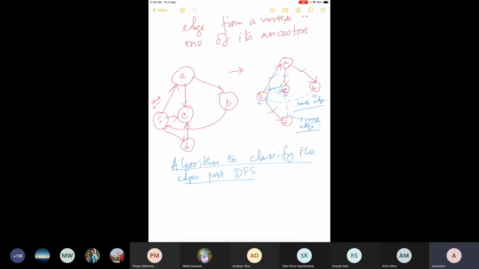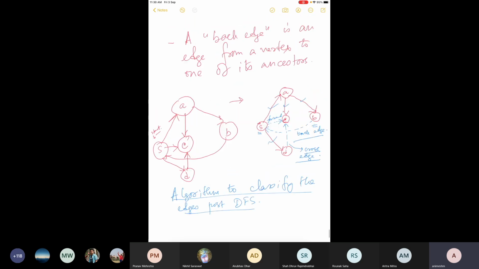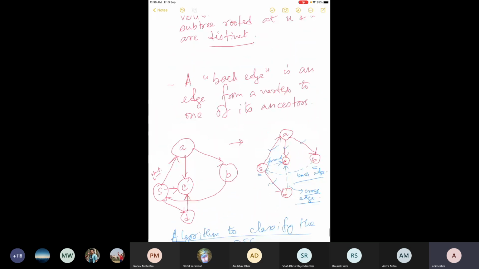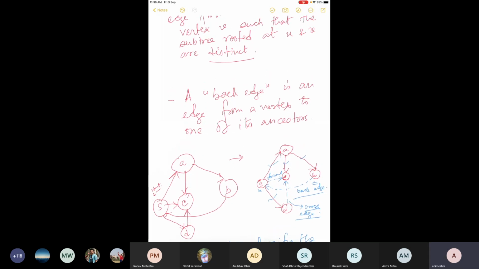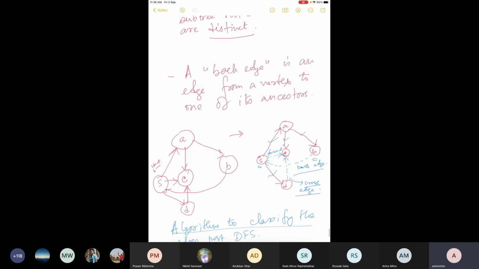Somebody else had some other question? Sir, can you please explain cross edge? Yeah, so cross edge as it is defined: the two nodes U and V should be part of two different subtrees. The subtrees rooted at them should not overlap, which is what is happening for C and D. The subtrees rooted at them are non-overlapping, and therefore it's a cross edge.